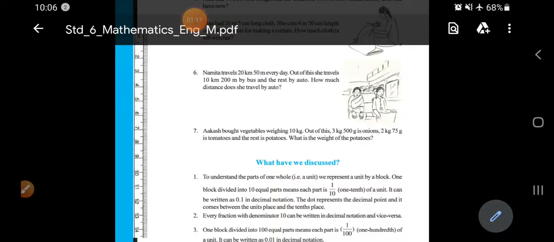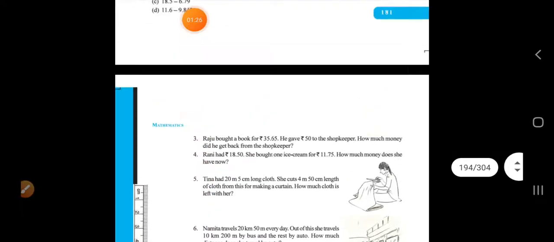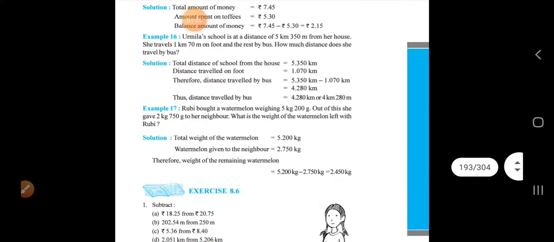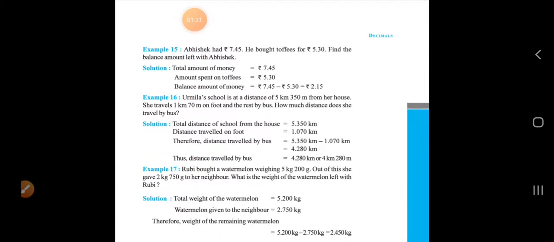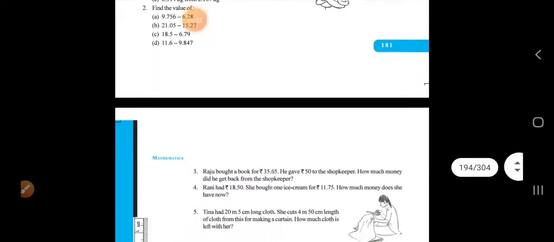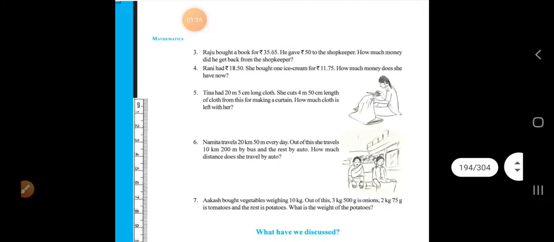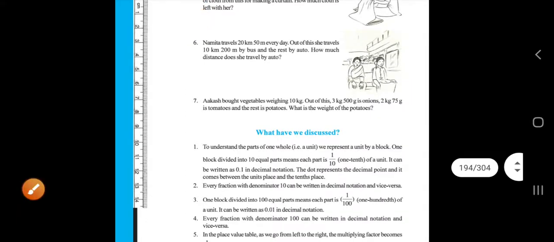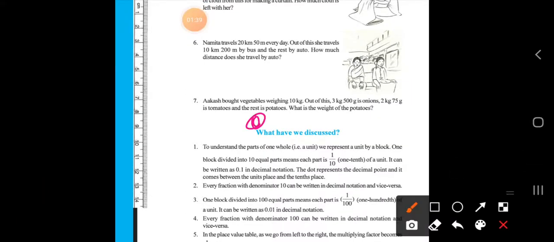Now let us continue with the revision of chapter number 8 and 9. What is this chapter? Decimals. Okay, so now you know what the decimals are, how to represent a decimal. You can remember the place value chart. Okay, here is the decimal point.